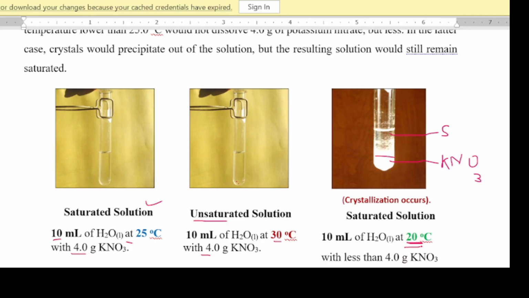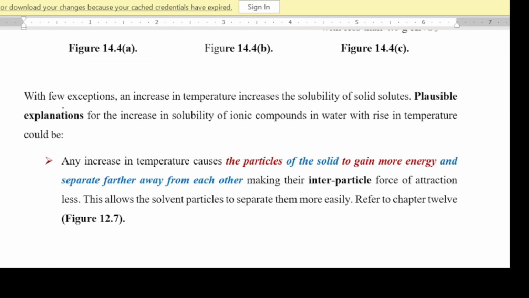Now, again, I can ask you the same question. What will happen if you heat it back to this temperature here? All of this in front of your eyes will gradually disappear until you end up back with that saturated solution. So this is the whole concept of saturated and unsaturated solution. With few exceptions, an increase in temperature increases the solubility of a solute.